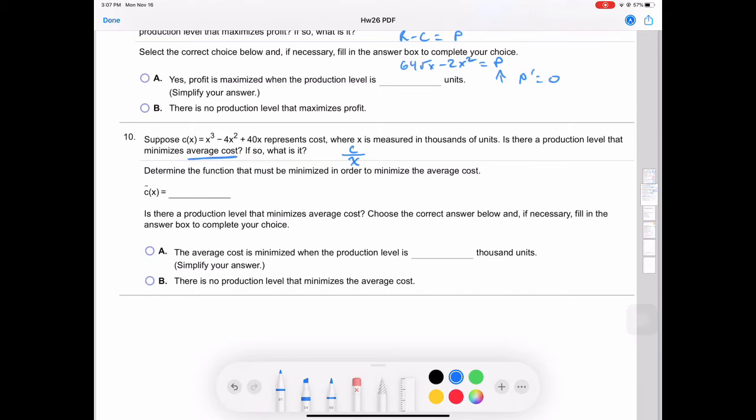So to minimize our average, this is our average equation. Let's write it. x cubed minus 4x squared plus 40x, divide this by x. Actually it turned out to be an easy question. x squared minus 4x plus 40. And then we're just going to take the derivative, A prime, and set this equal to 0. Determine the function that might be minimized. They told us the function that might be minimized is this divided by x, because that's the number of units.